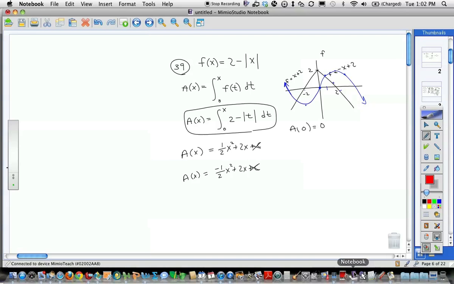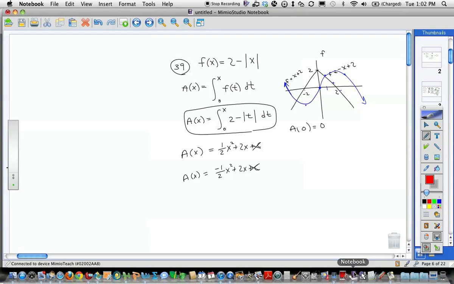Because if we go to 40, where's the area function increasing? Well, the area function's increasing here from negative 2 to 2. What's little f during that time? Positive. Okay, the area function's increasing when little f is positive. That's what the chart had said before. Where's the area function decreasing? From negative infinity to negative 2. What's little f then? Oh, it's negative. Same thing from 2 to infinity. Area function decreasing, little f negative.